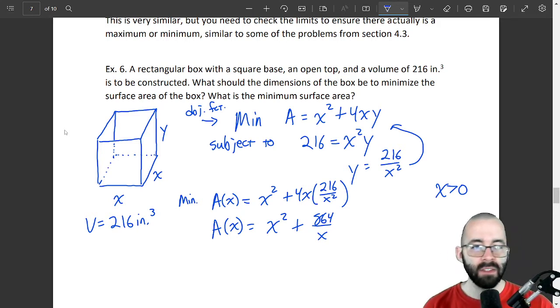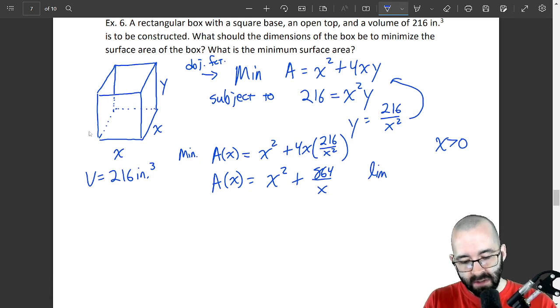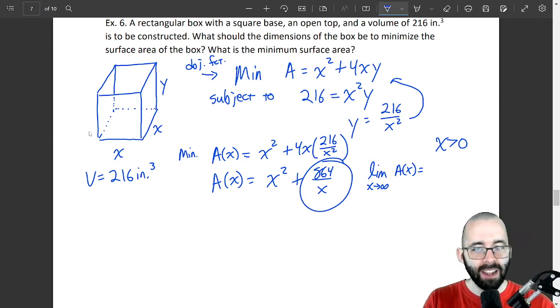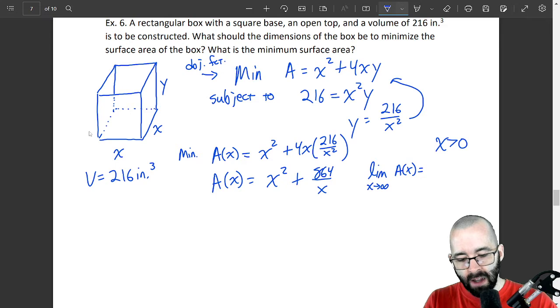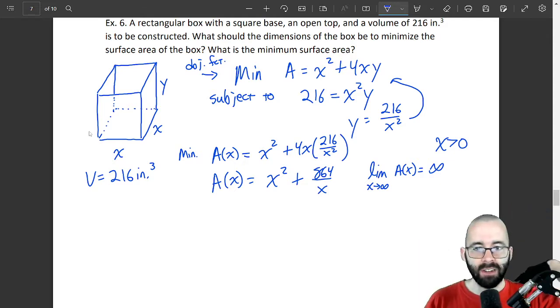So we're trying to minimize this function. To find the global or absolute minimum of a function that's not on a closed and bounded interval, we just look at the limits and then look at the critical points. Remember, that was a short video that we talked about earlier. So what is the limit of this area function as x goes to infinity? Well, as x goes to infinity, this term goes to 0 and this term goes to infinity. So as x approaches infinity, the surface area becomes infinitely big. A really, really flat box, the surface area gets gigantic.